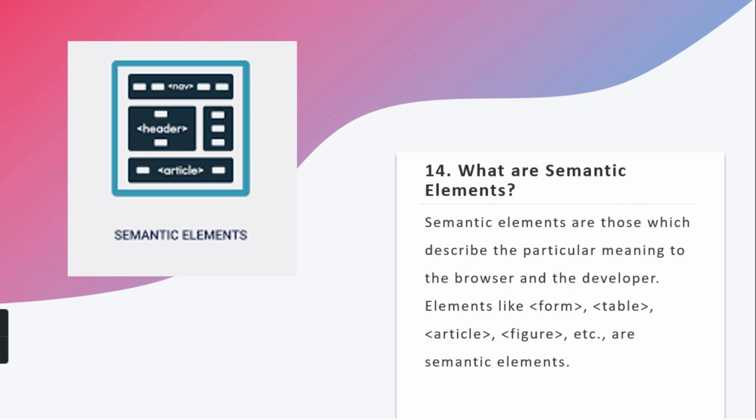Coming to semantic elements, what are semantic elements? Those which describe a particular meaning to the browser are called semantic elements, such as form, table, article, figure. These are the semantic elements in HTML.